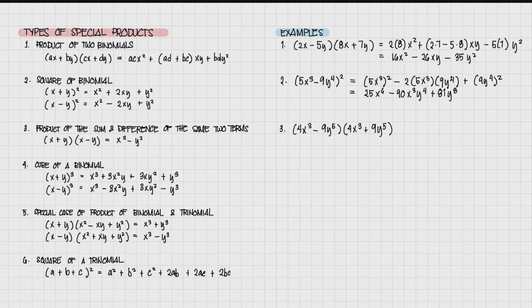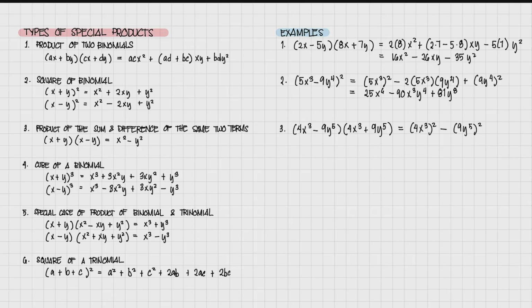So, if we multiply these two terms, this is just x squared minus y squared. So our x in this case is 4x raised to 3 squared, minus our y, which is 9y raised to 5th squared.